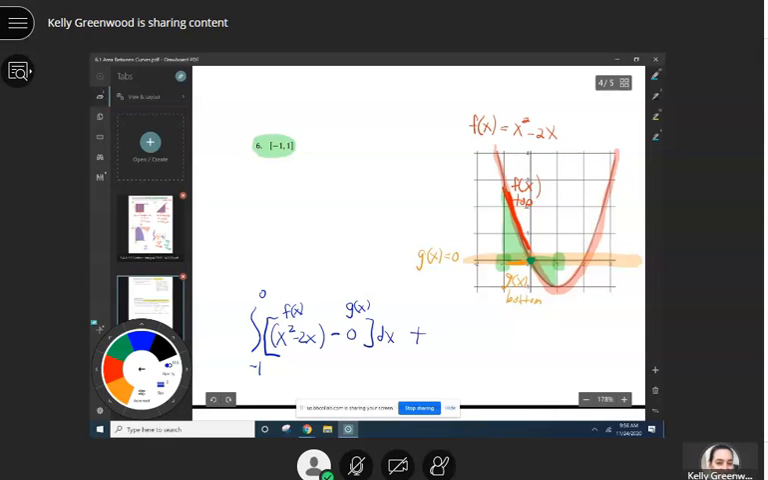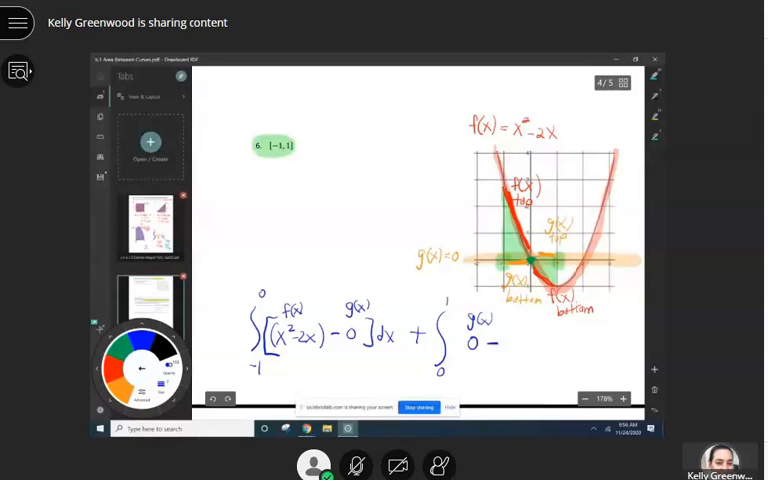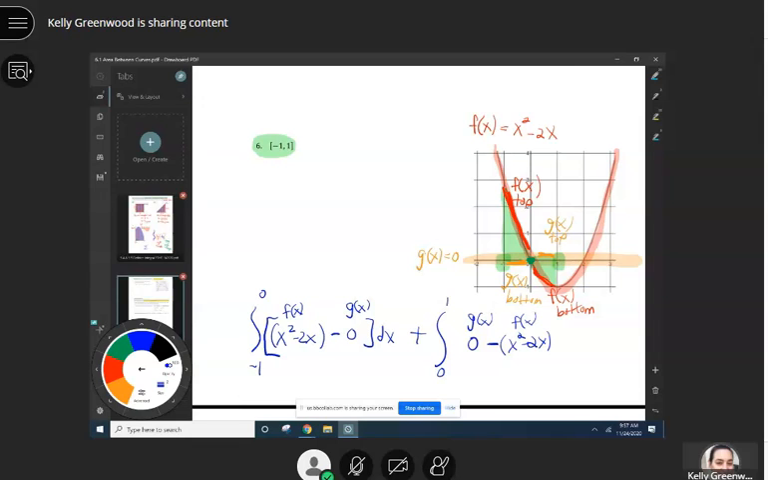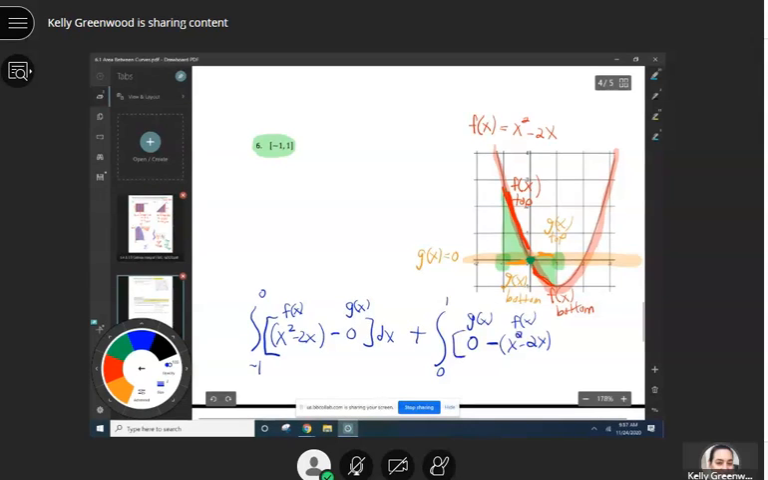Then I'm going to add the integral, start at 0 and go to 1. And this time, g of x is on top and f of x is on bottom. So I'm going to do g of x on top, that's 0, minus f of x on bottom, and that is a binomial parabola, so put it in parentheses. Okay. And I type all that into my calculator, or into Desmos.